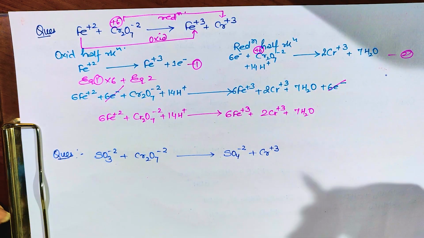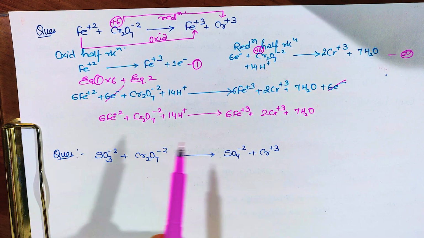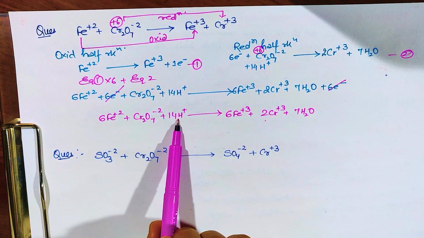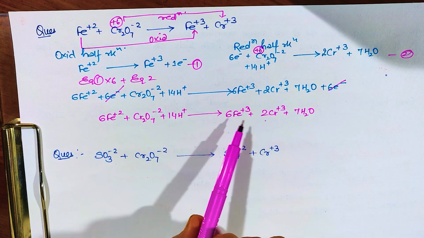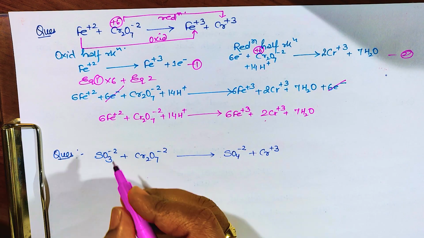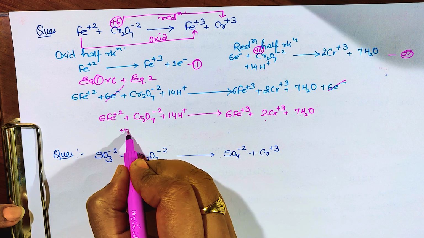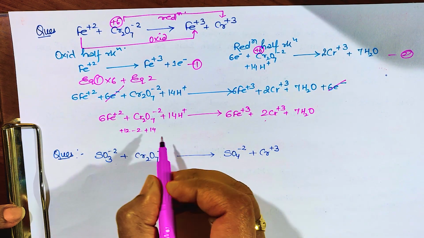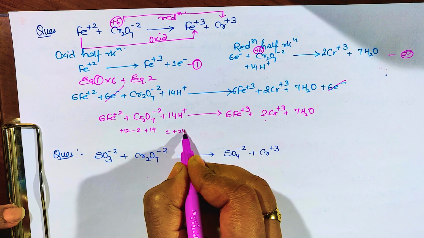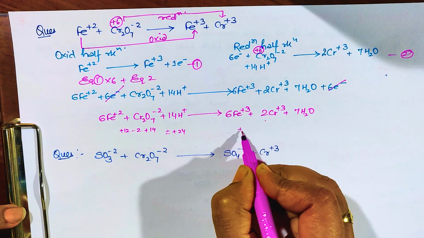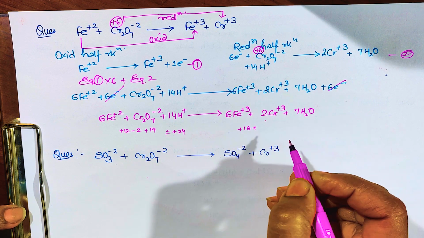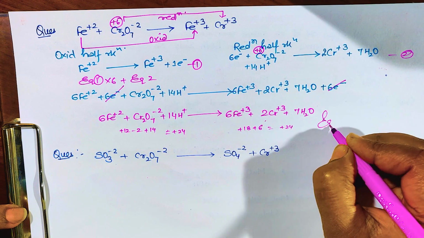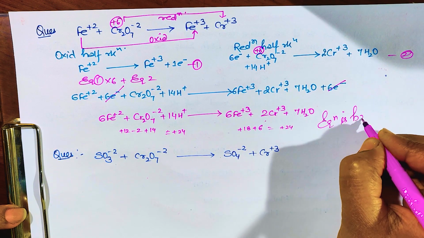I hope it is clear. You just check the number of atoms: Fe 6, chromium 2, hydrogen 14, oxygen 7. Yes, and check the charge. This is 6 times 2 is 12, plus 12 minus 2 plus 14, that means it is 10 plus 24, so 24. Check on this side: 6 times 3 is plus 18, and plus 3 times 2 is 6, so that means plus 24. So the equation is balanced, you can write. Yes? Any doubt in this?